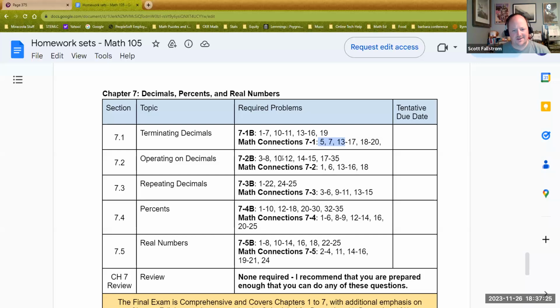7.1, 3 through 8, 10 to 12. Let's see here. Looks like 10 to 35, and I've skipped 16 and 13. All right. I guess I've skipped 9, 13, and 16. And you go 3 to 35.